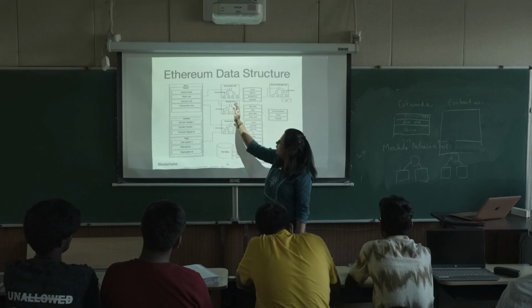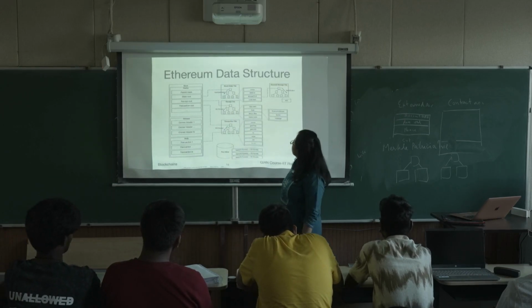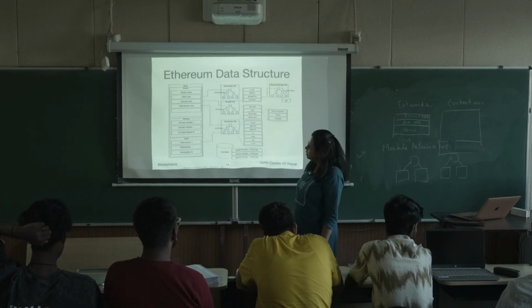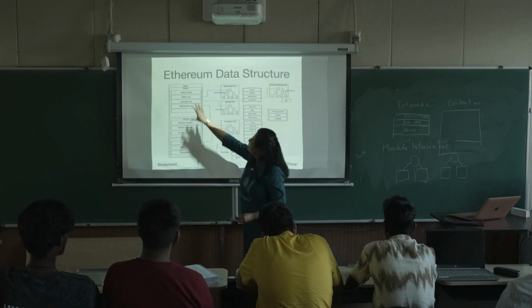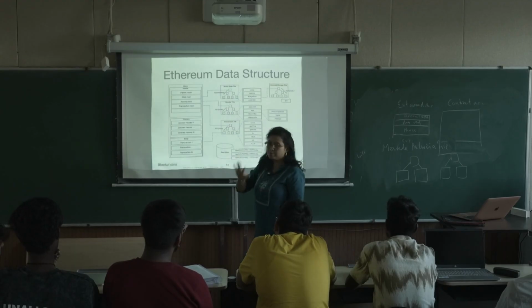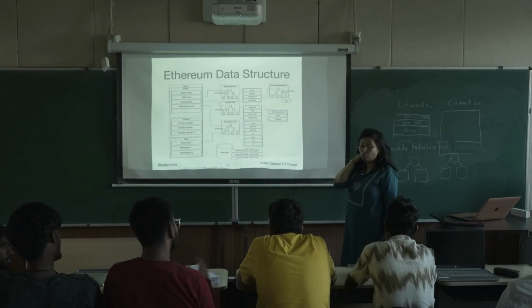There's also a receipt trie and a transaction trie. And the whole data structure is not present, only the root hash is present in the header. So this is a block header. The block header keeps the state root. All this information is present in the blockchain itself.